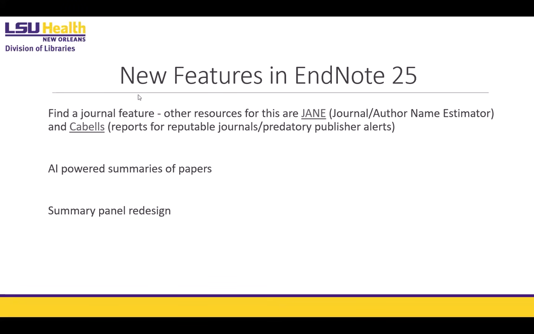Also a new feature is AI-powered summaries of papers. Basically, if you upload a PDF into EndNote, it gives you the ability to summarize the paper. It really just gives you a three-bullet-point summary, which to me is less information than the abstract. So I'm not really a big fan of this feature, but we'll still go over it anyways. And then there's a summary panel redesign. I don't remember what EndNote 21 looked like anymore at this point, but EndNote 25 is much better. It's a big improvement over the previous version, 21.